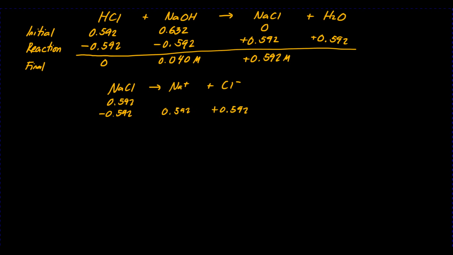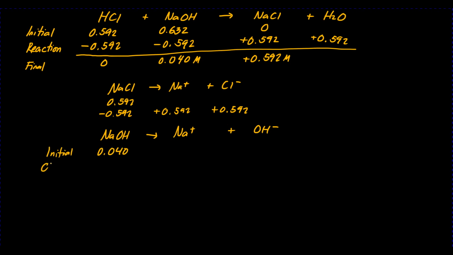I'm just placing it here because sometimes there are problems wherein you're asked what are the concentrations of the species after the reaction. So here you have 0.592 of the chloride ion, but for the sodium ion it's not final because we still have NaOH that will dissociate and release sodium ion in the solution, as well as hydroxide ion. So here we have 0.04.